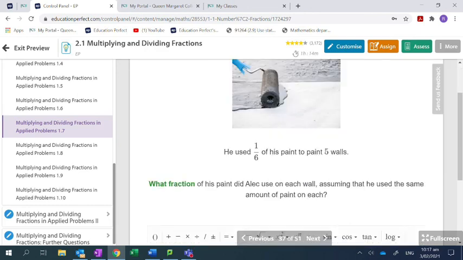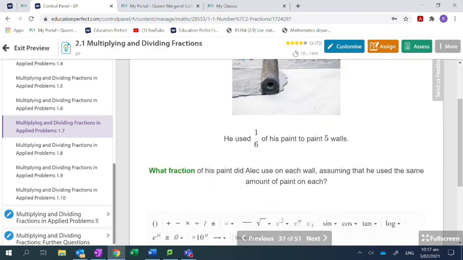Painting his new house, he uses, here's a good one, 1/6 of his paint to paint 5 walls. You've got an of in there, right? But what word is the of associated with? Paint. But the number that you know is not paint, but what? So therefore, the number that you know is not associated with the word of, so you're not going to use multiplication here, but what?